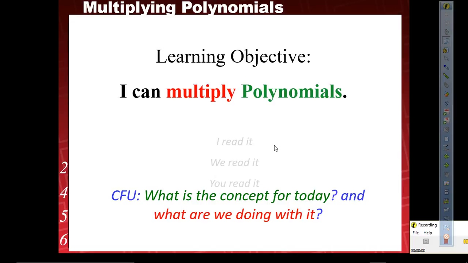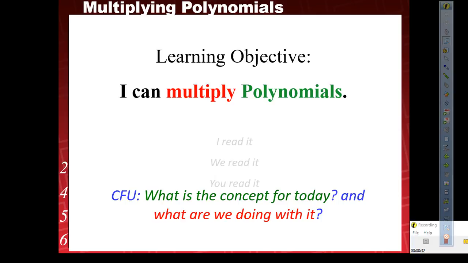Okay, our objective for today: I can multiply polynomials. Read together. 1, 2, 3. I can multiply polynomials. So we don't need a Frayer model because we already know what polynomials are, right? Tell your neighbor the definition of polynomials. Okay, thank you. Yes, monomials or sums or differences of monomials.